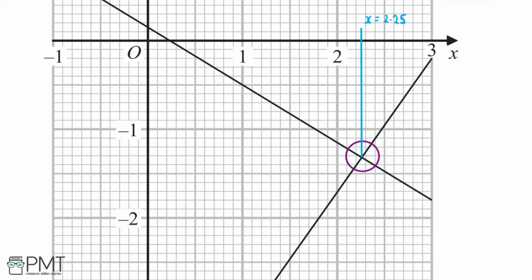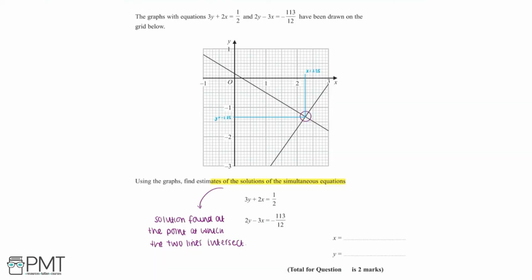And now let's do the same thing for the y-axis. And so we can see that the y-coordinate of our point of intersection is at roughly the point when y is equal to minus 1.35. Well, now that we've found our coordinates for the point of intersection, we can write this down in our answer box. So we found that the x-coordinate of our point of intersection is equal to 2.25, and the y-coordinate of our point of intersection is equal to minus 1.35.